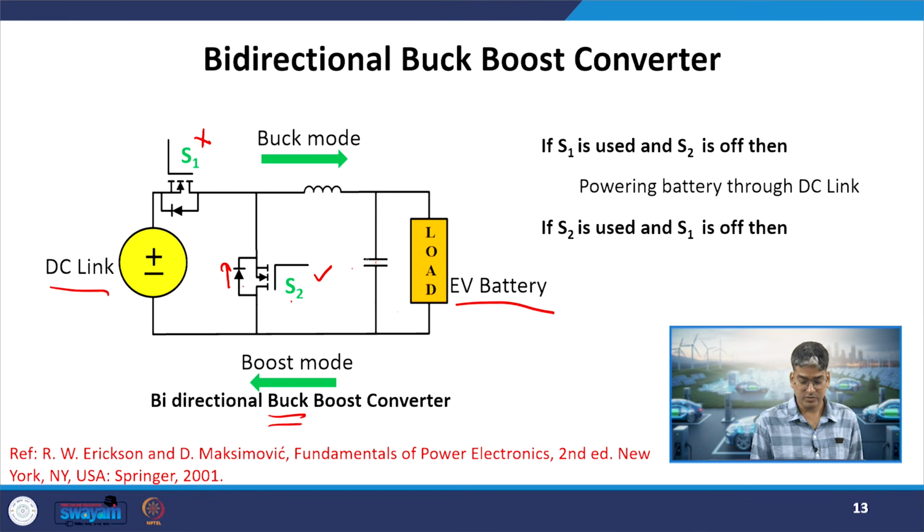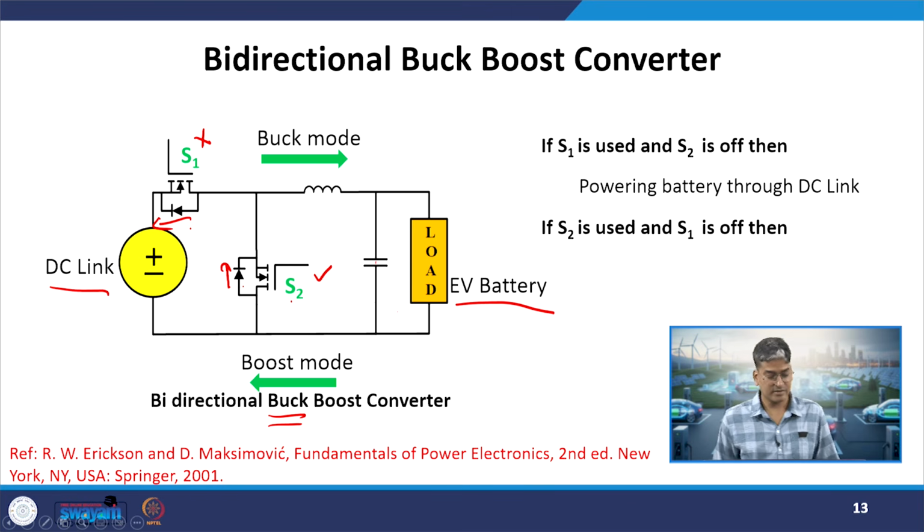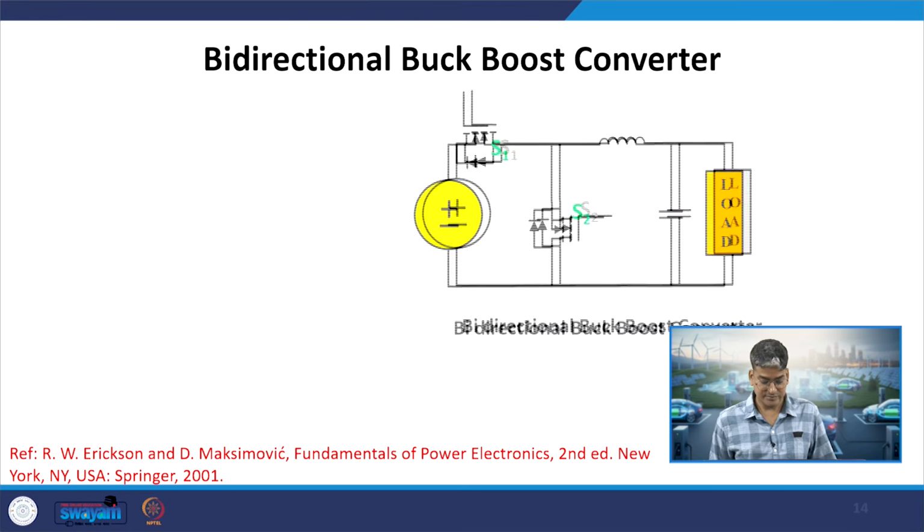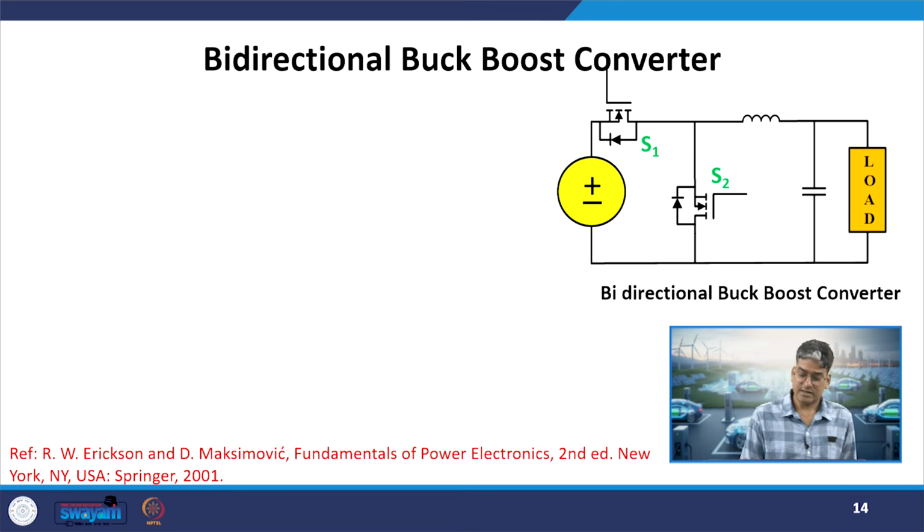Whenever my switch 2 is closed, the inductor will store the energy. When I open switch 2, it will carry the current, or it will force the current through this diode, and it will charge our DC link. So here the power is being recovered from the EV battery bank and it is being given to the DC link. By selecting whether I am operating S1 or S2, I can control the direction of power flow in this circuit. That's why it is called a bidirectional buck boost converter.